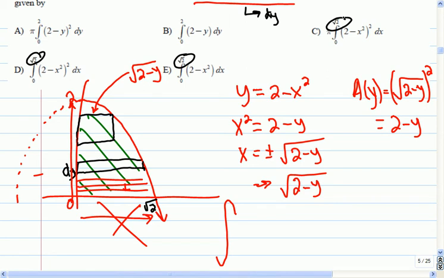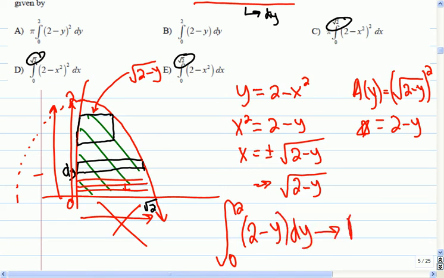But again, that's just a distraction. So if it's with respect to y, it goes from 0 up to 2. So that's what my bounds are. We already said it was a square. This is the area function here. So it's going to be 2 minus y dy. So it looks like B is our choice.